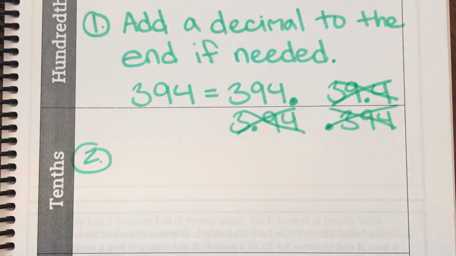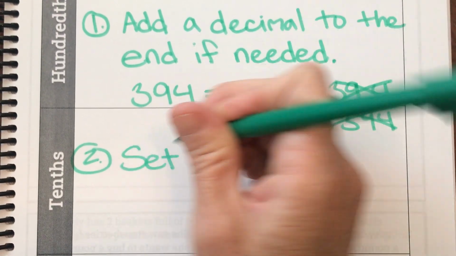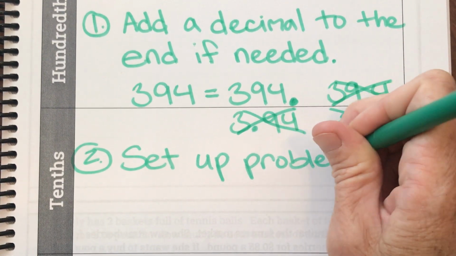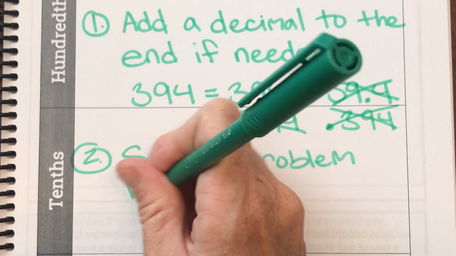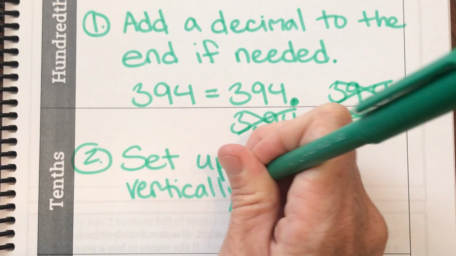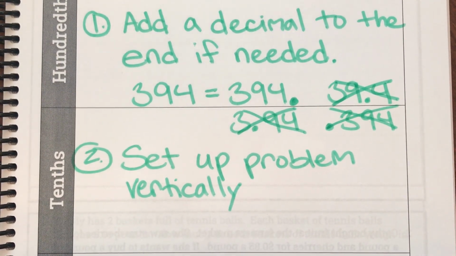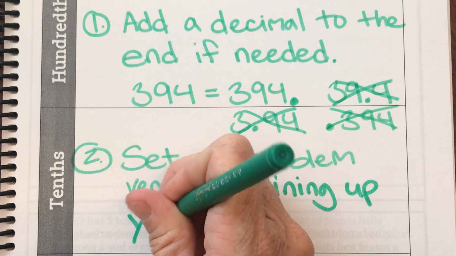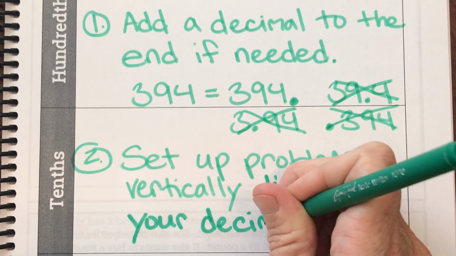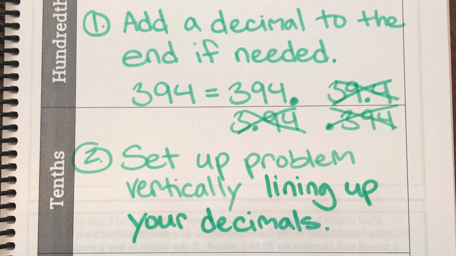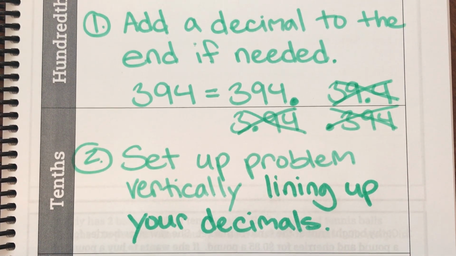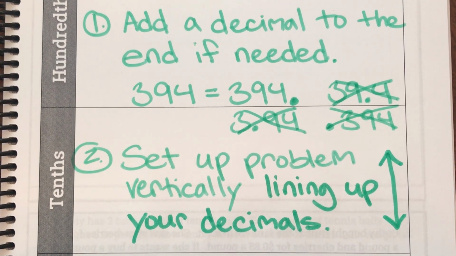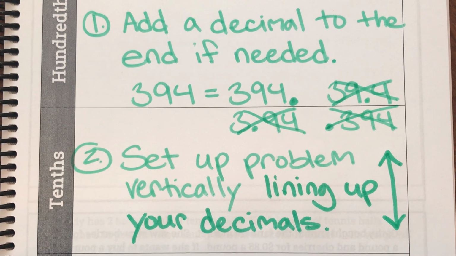Our second step is we are going to set up the problem vertically, lining up your decimals. Set up the problem vertically, lining up your decimals. Vertically is up, down. That's what that means. So we're going to set up your problem vertically, lining up your decimals.